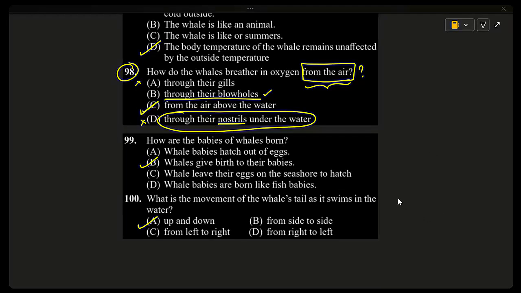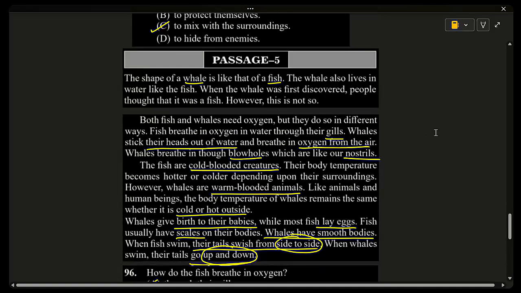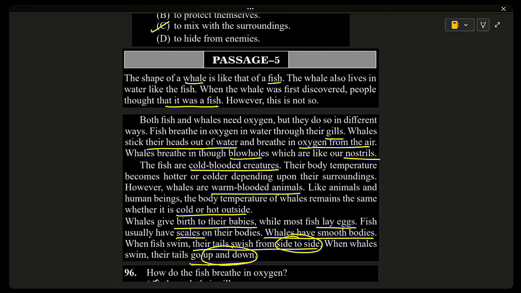Vilochan, what is your doubt? Sir, in the passage, third line. Third line, yes. Sir, 'however, this is not so' means what, sir? When the whale was first discovered, people thought it was like a fish. Okay, people thinking that it was like a fish. However, means అయినప్పటికీ, okay, it is not so. It is not the case. వాళ్ళు అట్లా అనుకున్నా కూడా ఫిష్ లాగా కాదు. Okay. Okay, sir.